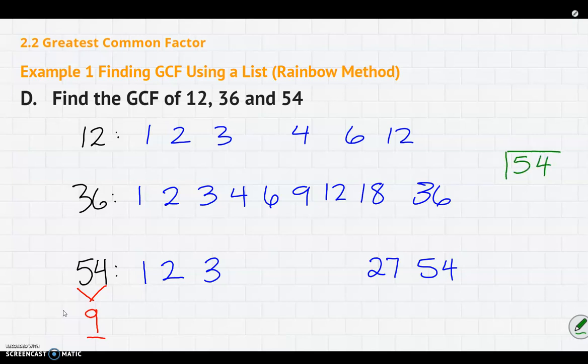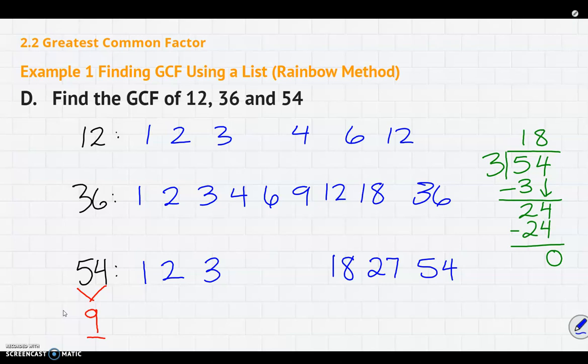54 divided by 3. 3 goes into 5 once. 1 times 3 is 3. I do some subtraction. 5 minus 3 is 2. Bring down the 4. 3 goes into 24 8 times. 8 times 3 is 24. We get a remainder of 0, which is good because that means 3 divides into 54 evenly. So 3 times 18 is 54.